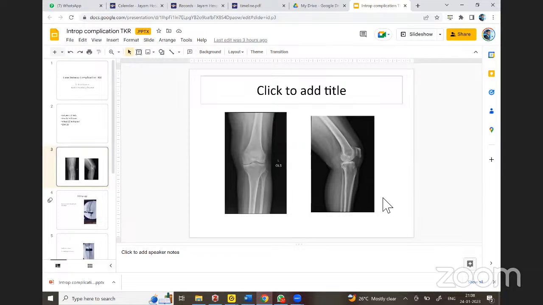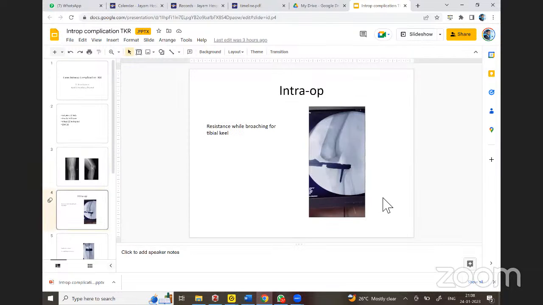Everything was going fairly smoothly. And then at the time of broaching for the tibial keel, there was resistance. I was not able to fully broach the tibia, so I took a step back to see what was happening. Are you able to see the keel? The tibial plate is fairly well posteriorized, it is not anterior, but still the keel is coming very close to the anterior cortex. It is not going in after that. This was the situation that we had intra-op.